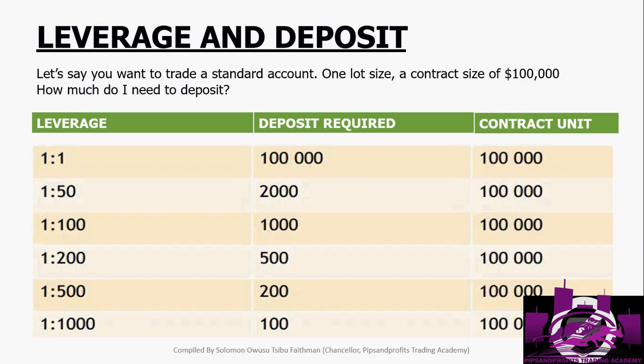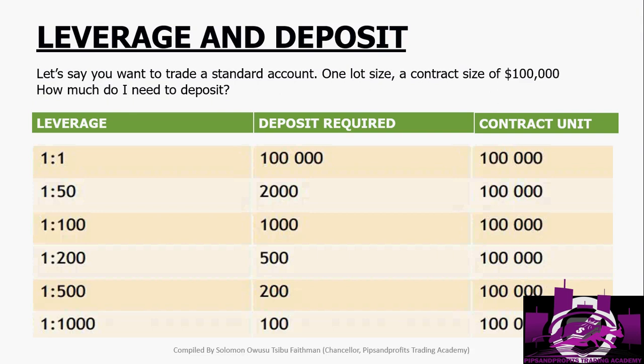Okay, so let's say you want to trade a standard lot, and we said that 1 lot size or a contract size of 100,000 is the standard lot. So how much do I need to deposit to be able to trade this particular 100,000 units of currency? And we said that if you are given 1:1, it means that you are going to deposit all the 100,000. That is the deposit required of you to be able to trade a contract size of 100,000.